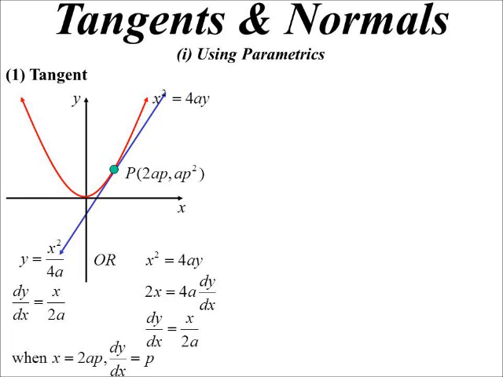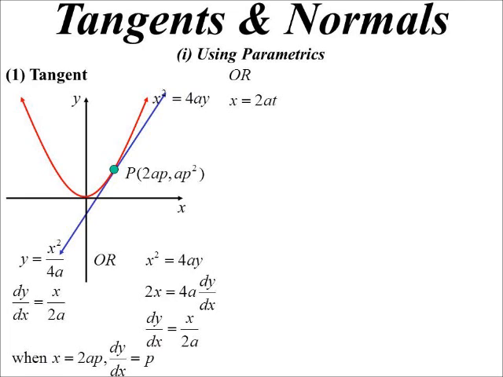So let's sub in 2ap. An interesting thing happens. dy/dx is equal to p. So what does that tell me? It tells me that the slope of the tangent is always going to be the same as the parameter. Whatever that number is that we sub in, that will be the slope at that particular point.